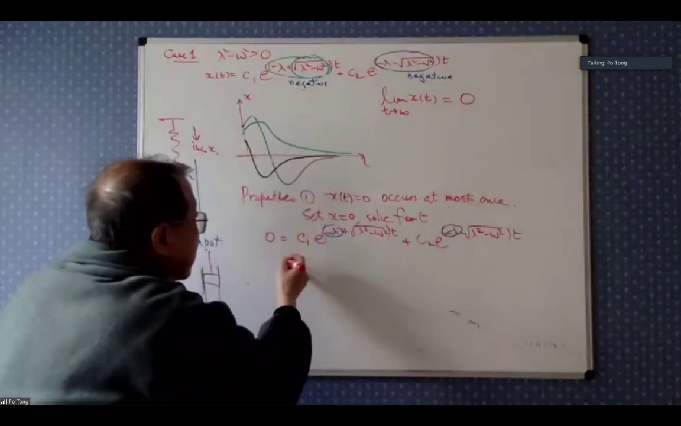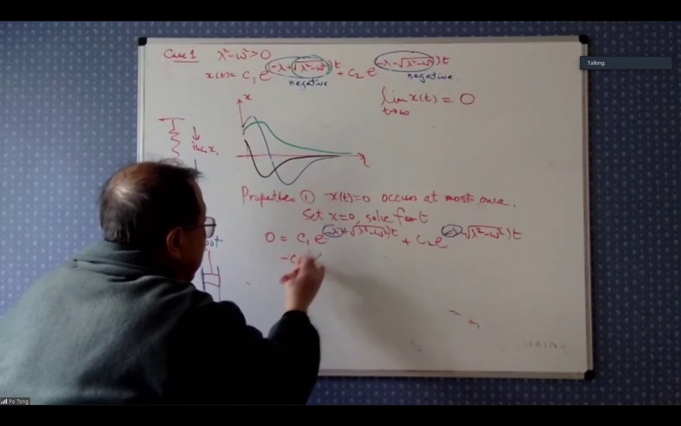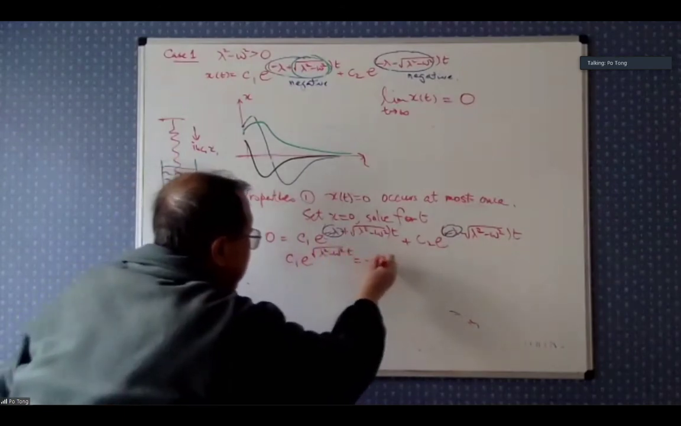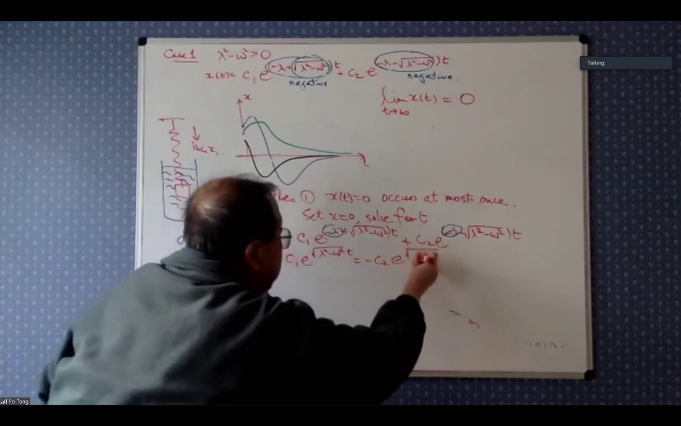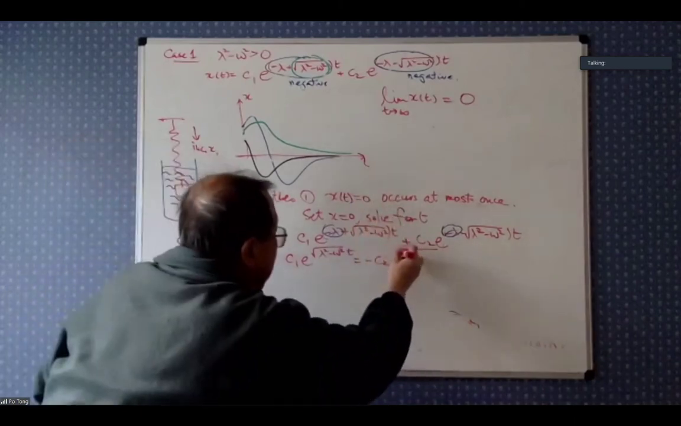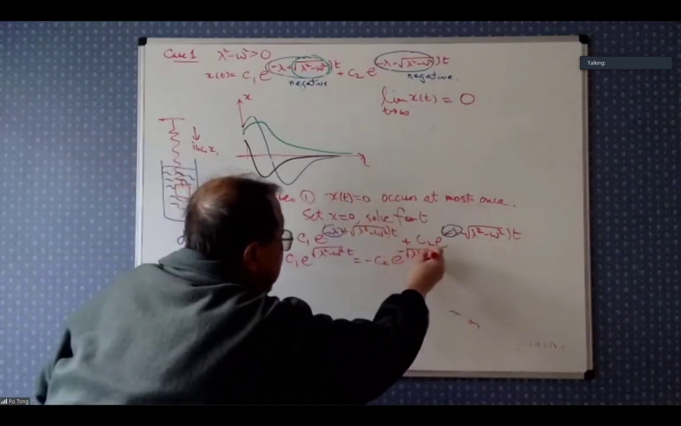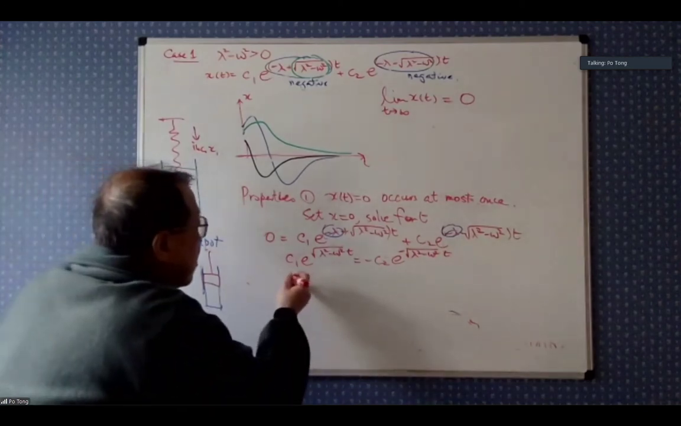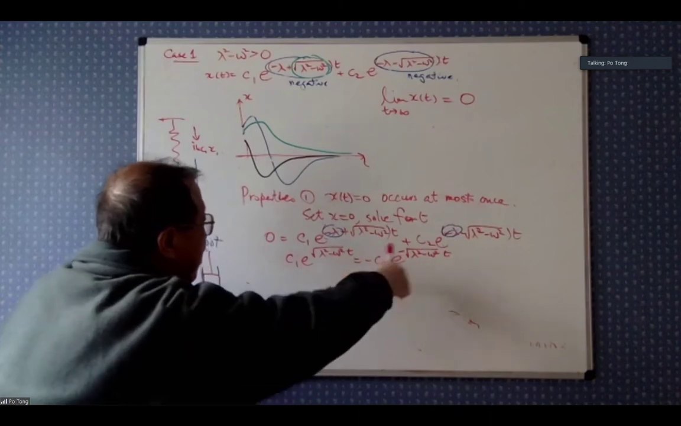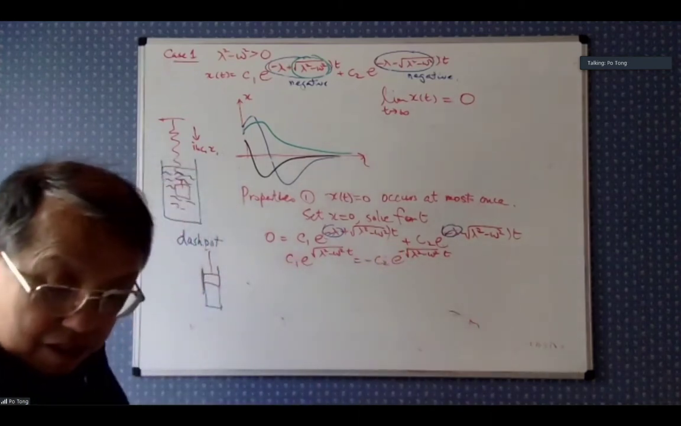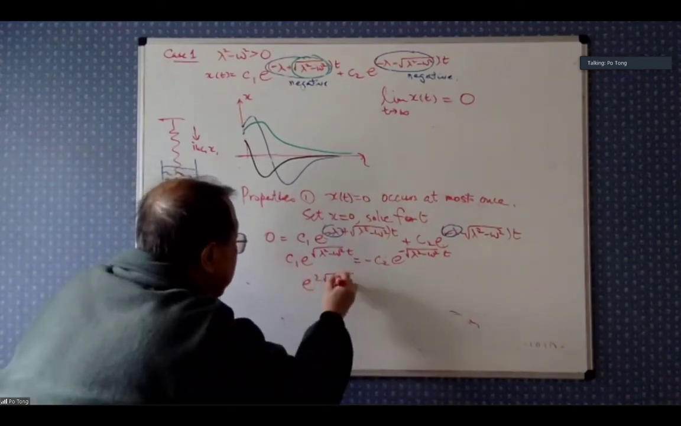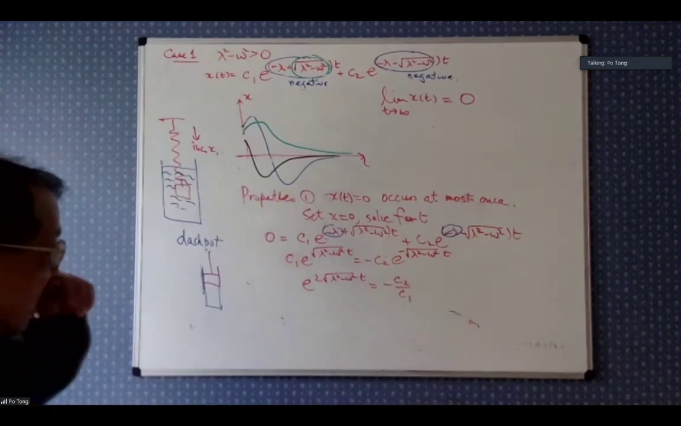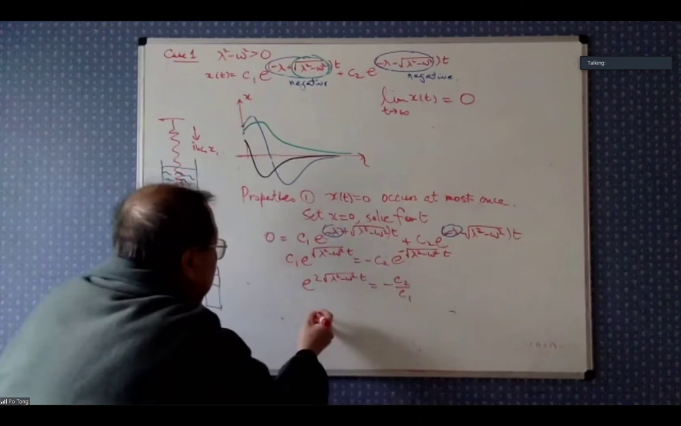So what I end up with is negative c1 e to the power of this, negative c2. Move this guy to this side, move this guy to the other side. Then e to the power 2 times this equals negative c2 over c1.